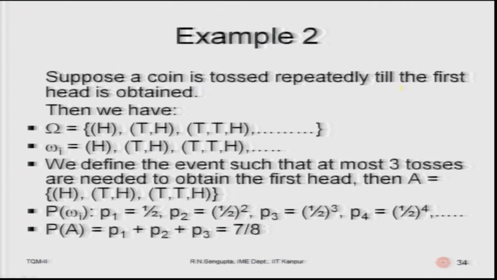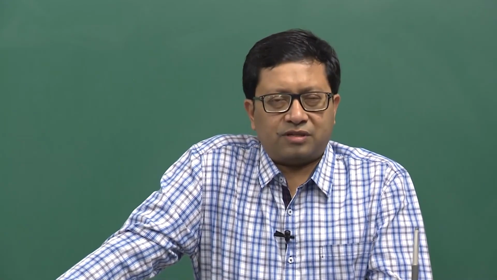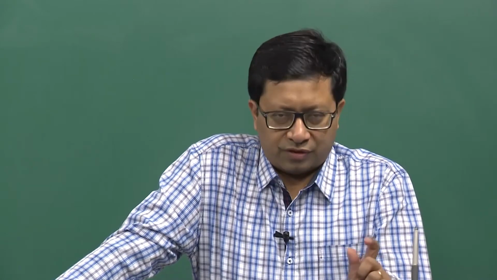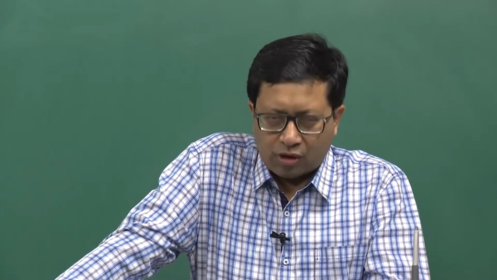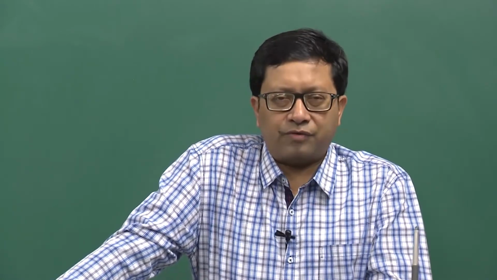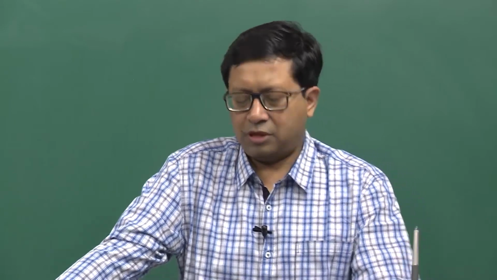to obtain the first head. So, at most 3 tosses needed means I get the head in the first, or I get the head in the second, or I get the head in the third. So, obviously, the probability for the first sample point would be half, for the second sample point half into half, and for the third sample point half into half into half. So, if you add all the probabilities, it comes out to be 7 by 8.